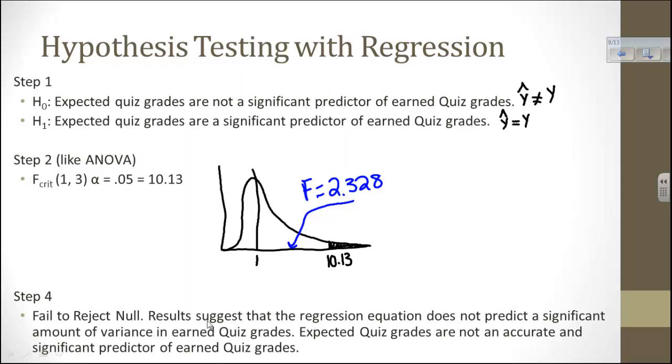And as you see here, you can state this two ways. You can say results suggest that the regression equation does not predict a significant amount of variance in earned quiz grades, or you could just say expected quiz grades are not an accurate and significant predictor of earned quiz grades. Either way you state it is totally fine with me. They're essentially saying the exact same thing. So in other words, the predictions of earned quiz grades are likely based on sampling error and not a true relationship between earned and expected quiz grades.